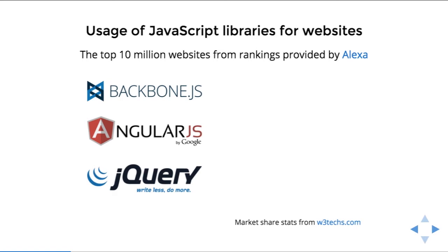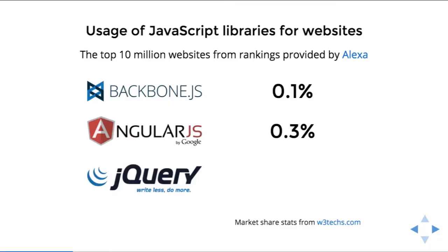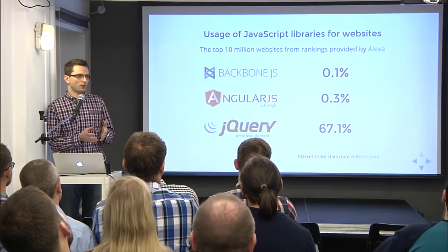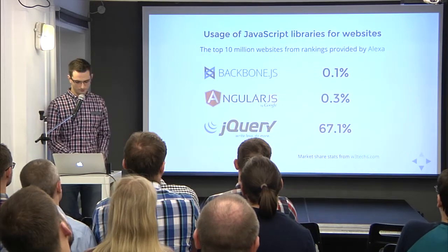So what do you think? How many of the 10 million websites on the web use JavaScript frameworks for SPA? How much? 20%? 0.1%. And 0.3% for Angular. And these are the highest results of the JavaScript frameworks. But on the other side, 67% use jQuery. So why? Why do people in 2015 not use Angular everywhere on the web?